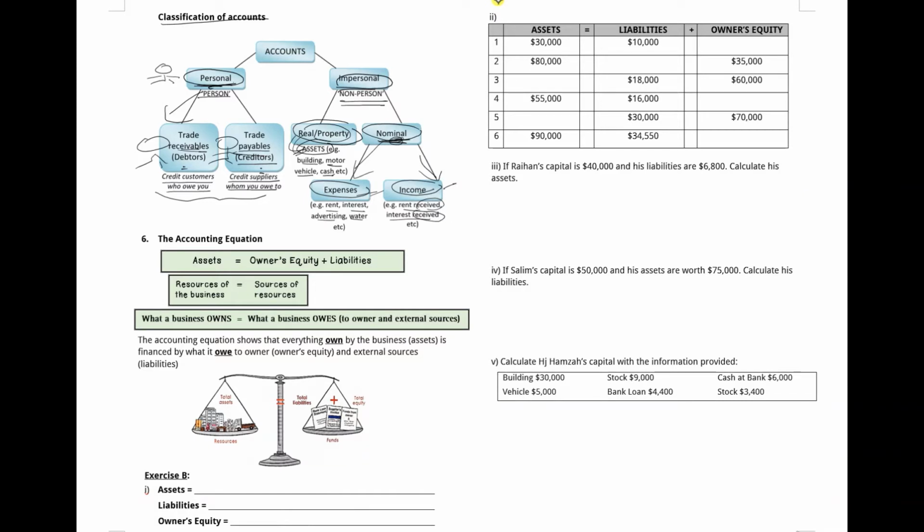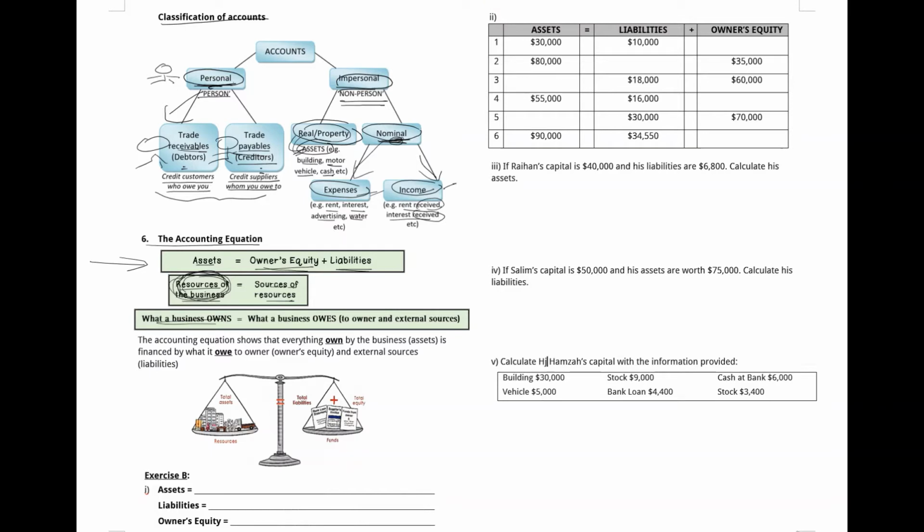Now let's move on to the accounting equation. This is the accounting equation: assets equal to owner equity plus liabilities. So assets are the resources owned by the business, what a business owns, and these two, owner equity and liability, are the sources of resources, from where these resources are being financed, or from where you get these resources.